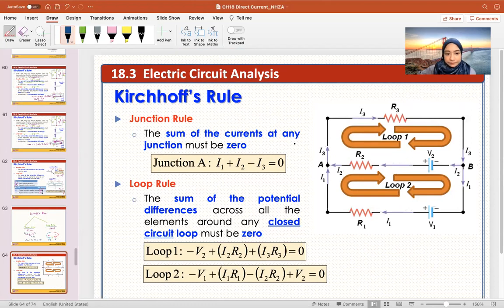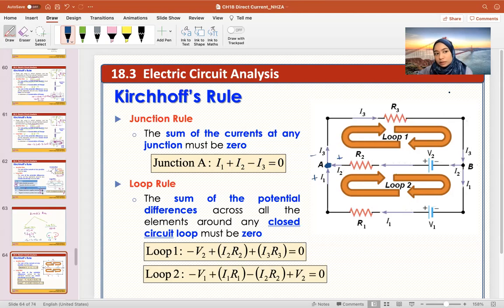Here, they give an example, junction A. So this is our point A. In point A, I2 goes into the junction, I1 goes into the junction, I3 goes out of the junction. So I can predict I1 positive, I2 positive, I3 negative. Look at this equation: I1 is positive, I2 is positive, I3 is negative, and it equals 0. So the junction rule is easy.